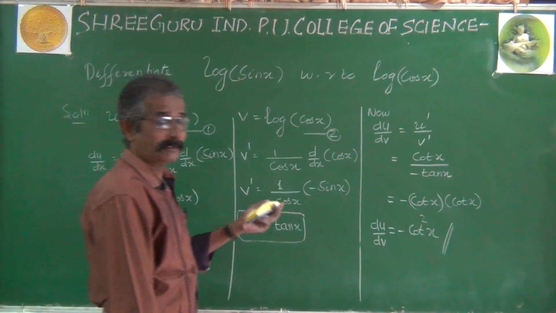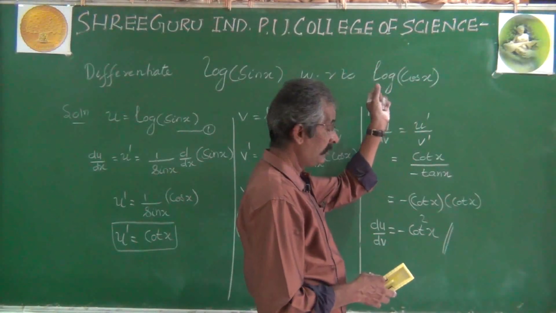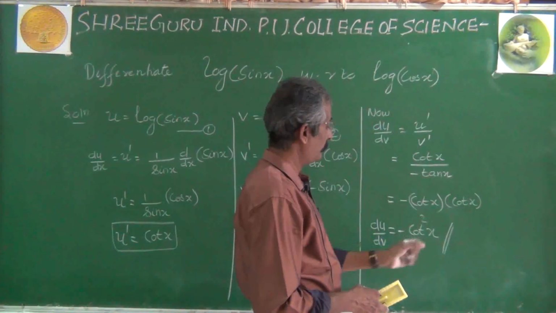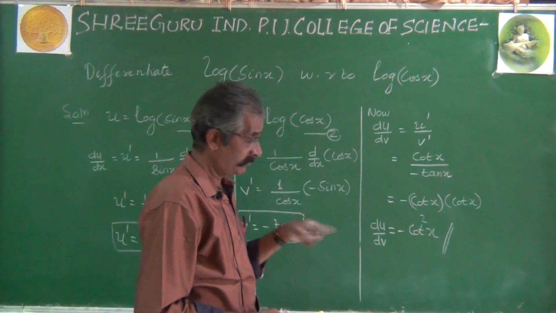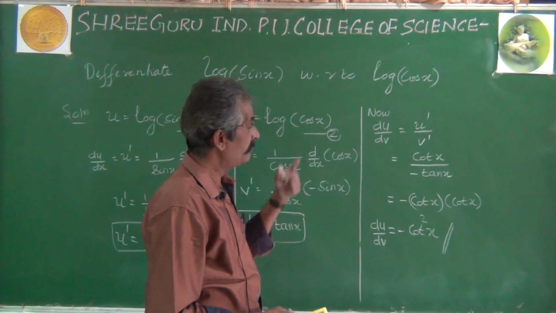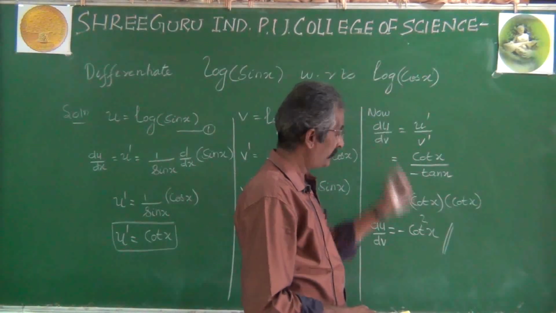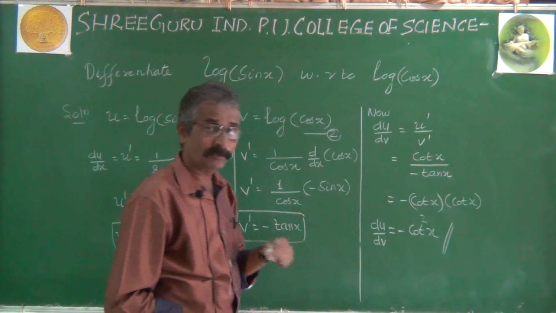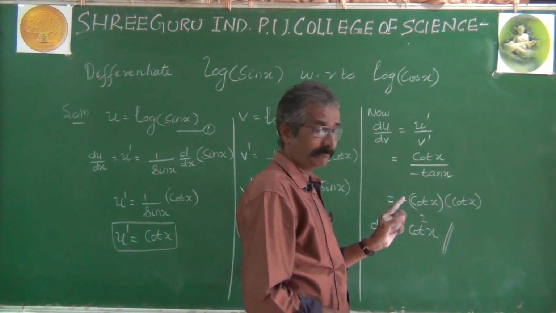So as I told, it may be given extra: find this derivative at x equal to pi by 4. If it were pi by 4, how much is cot pi by 4? 1. 1 square, 1. Total becomes minus 1. May be given the same problem at x equal to pi by 6. Means cot pi by 6, and the value of cot pi by 6 is root 3. Root 3 square becomes 3. Total answer becomes minus 3.